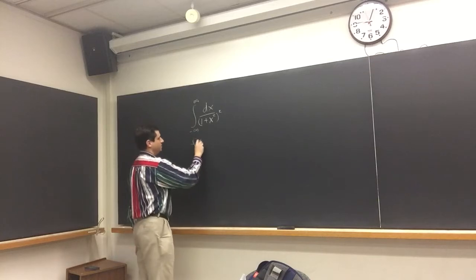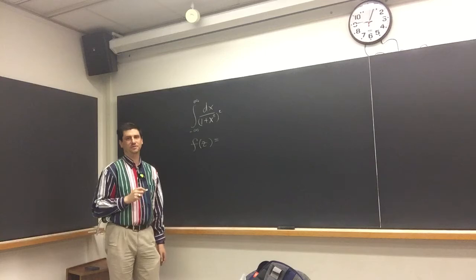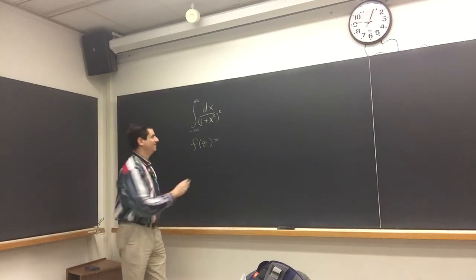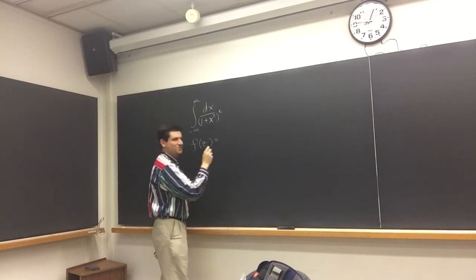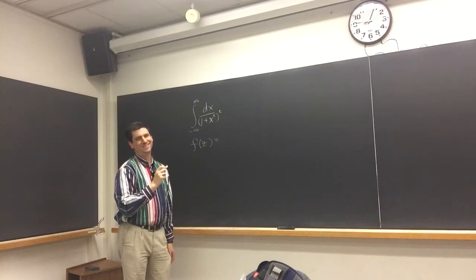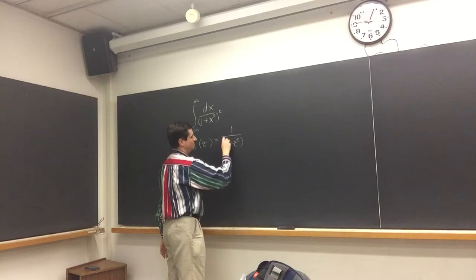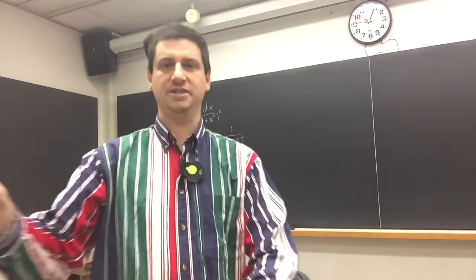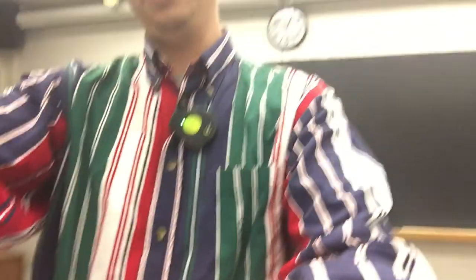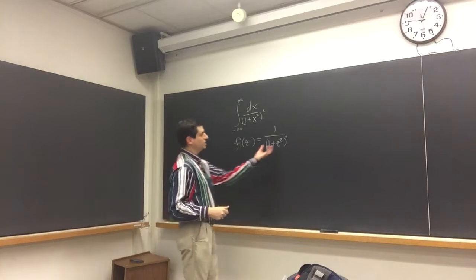So what would you guess is the function we should look at for this one? One over (1 plus z squared) squared. So this is almost the function we looked at last time.